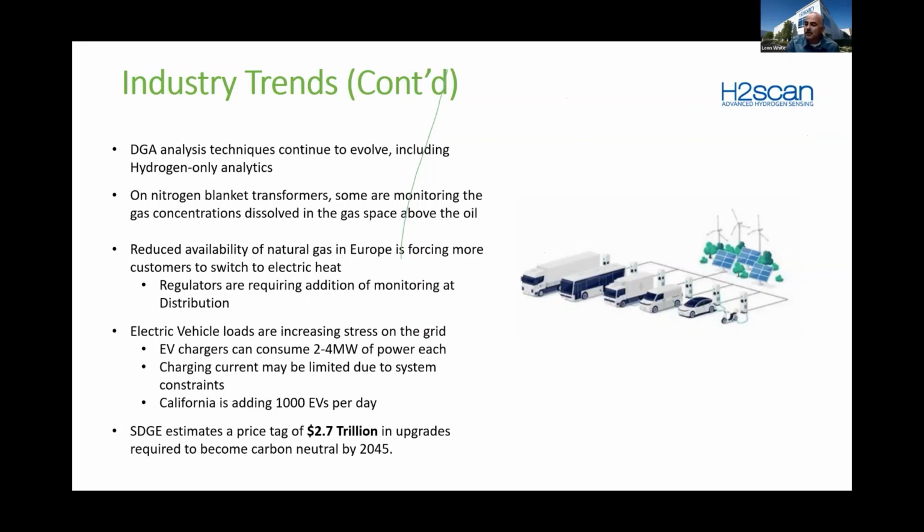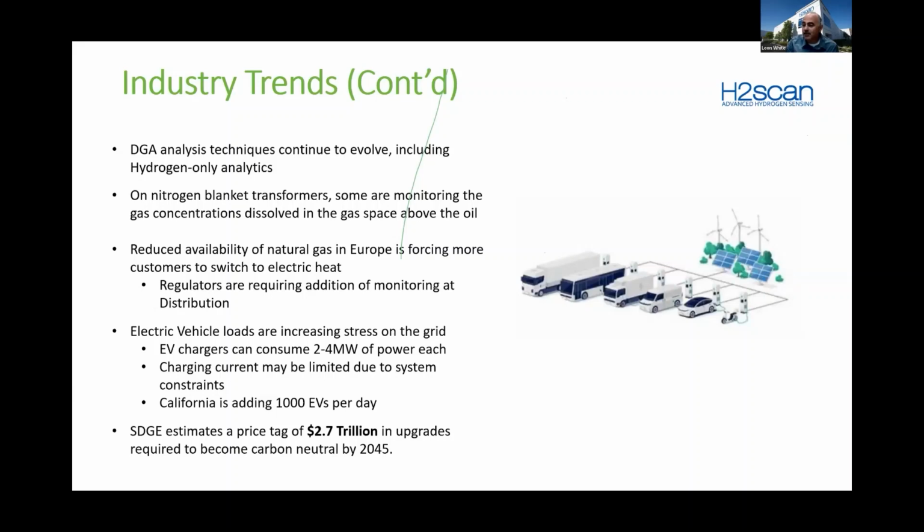Due to reduced availability of natural gas in Europe and customers switching to electric heat, and then the addition of EVs in Europe, the electricity grid is becoming more and more stressed, and the distribution utilities in Europe are actually requiring the addition of monitoring at distribution, and we're actually talking to folks that are looking at adding thousands of DGA sensors to transformers in Europe. And so that's exciting, and getting the data back using various IoT methods, communication methods over the grid is very important.